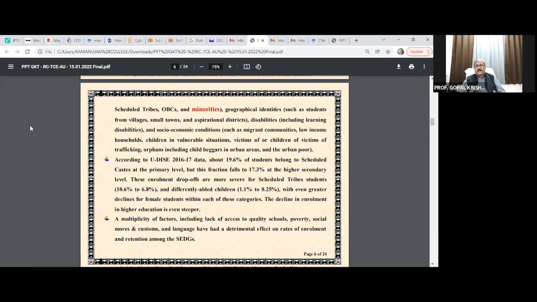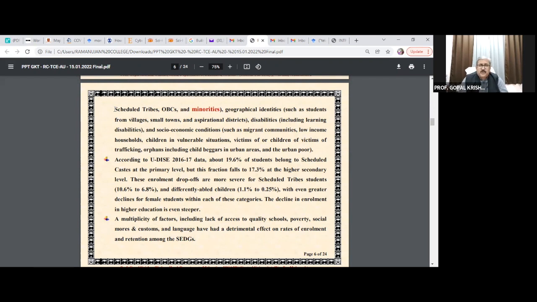This policy document itself gives an example, citing data from NEPA, the UDISE 2016-17 data, that about 19.6% of students belong to scheduled caste at the primary level. But when it was studied, this fraction fell from 19.6% to 17.3% at the higher secondary level. If you calculate the actual number of students, this is a large number. And in the case of scheduled tribe, this figure further deteriorates, where from 10.6% at primary level, the enrollment ratio fell to 6.8% at higher secondary level. So this is the situation that needs attention.